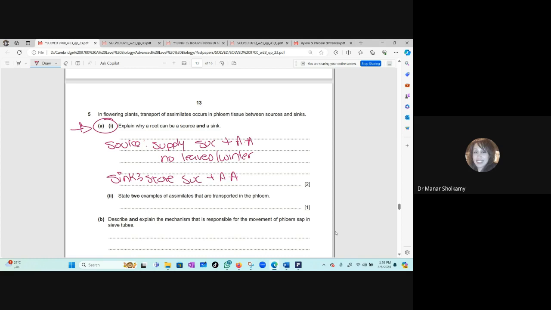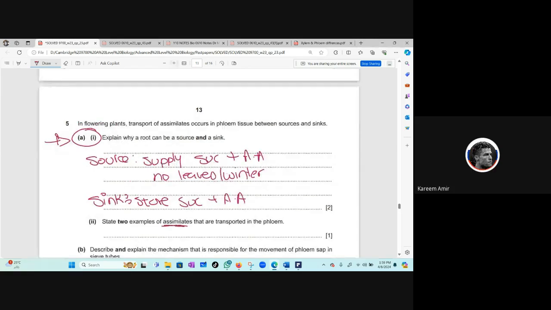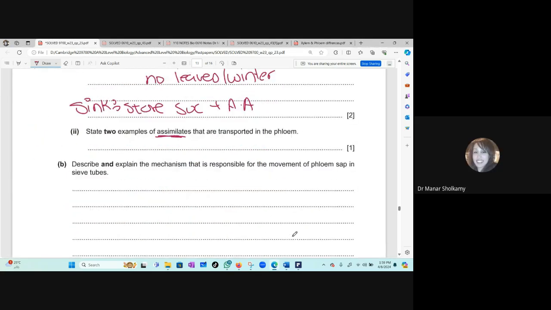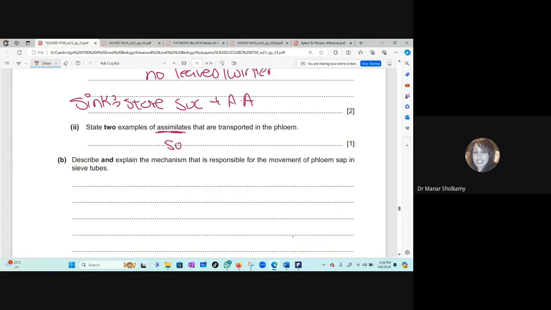Okay? State two examples of assimilates that are transported in the phloem. Amino acid and sucrose. Excellent. Again, this is all very nice. Sucrose and amino acids.